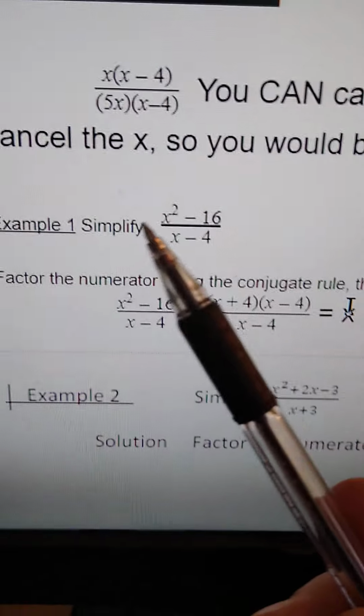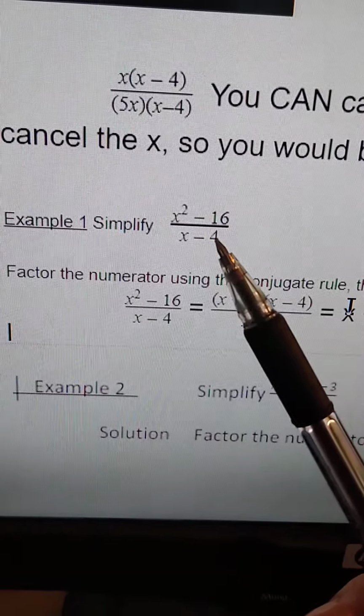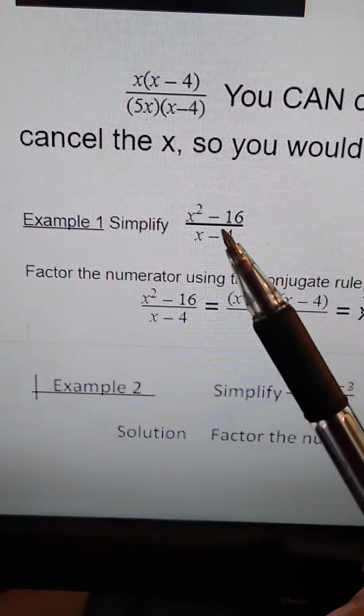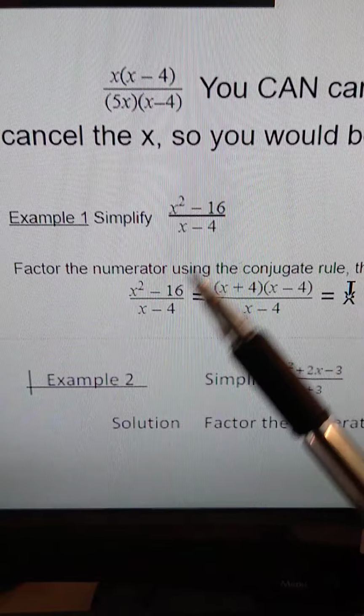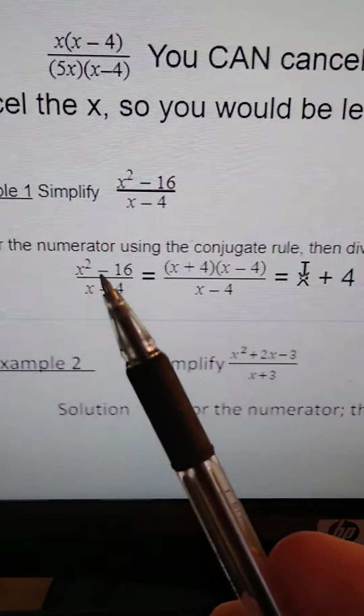So when I look here, I can't cancel x with x. I can't cancel the 16 and the 4 because these are individual terms. And because these are terms, I can't cancel them. I have to factor them, and then I can cancel them. So we're going to start by factoring the numerator.